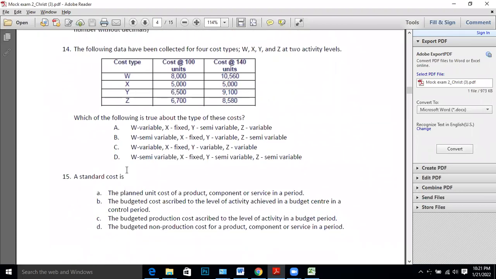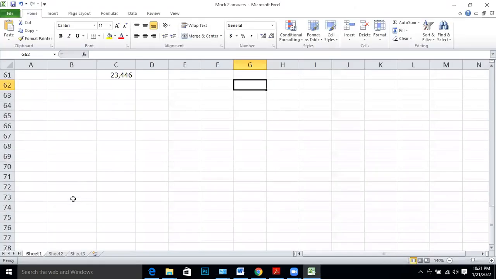Question 14. Which of the following is true about these costs? Look at these numbers at 100 units and 140 units. It is easy to identify the fixed cost. X is constant at both activity levels, right? 100 units, 5,000. 140 units, it's 5,000. Since it is constant in both cases, it has to be a fixed cost. I don't see similar behavior in the other costs. So only X is fixed. Others are not fixed.